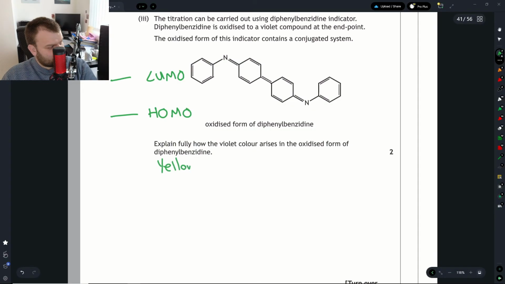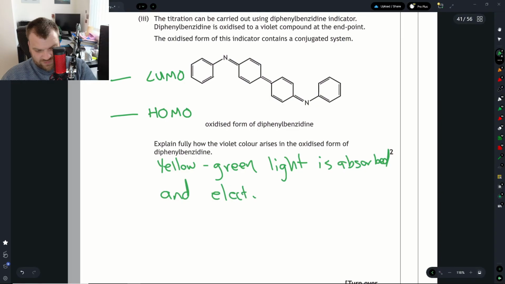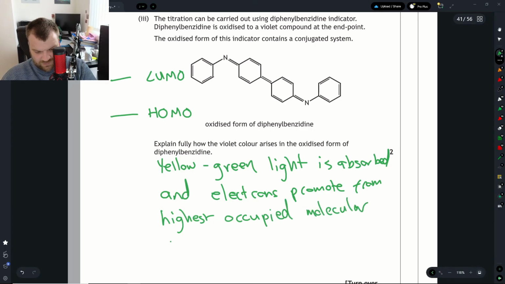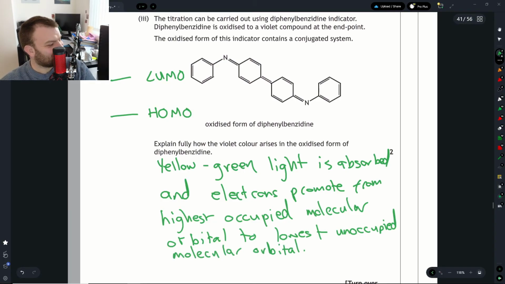So yellow green light is absorbed and electrons promoted from the highest occupied molecular orbital to lowest unoccupied molecular orbital, or HOMO to LUMO, to make life a lot easier for us.